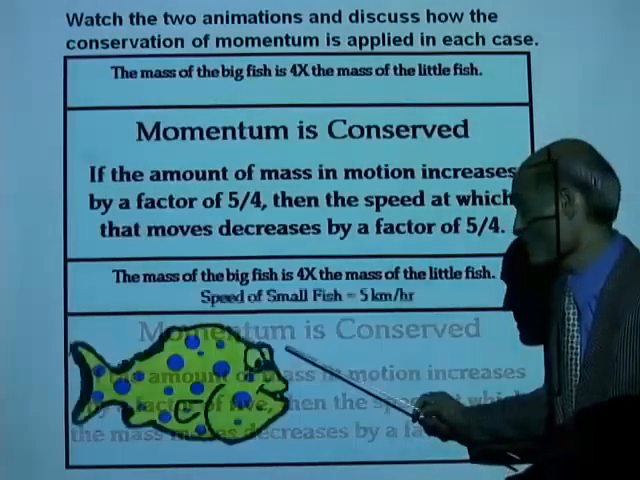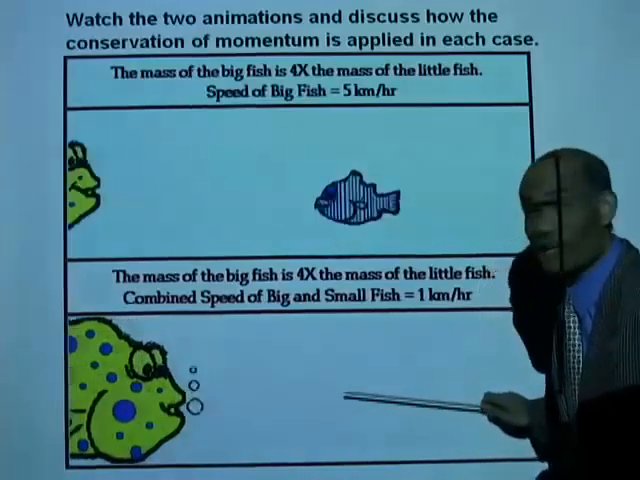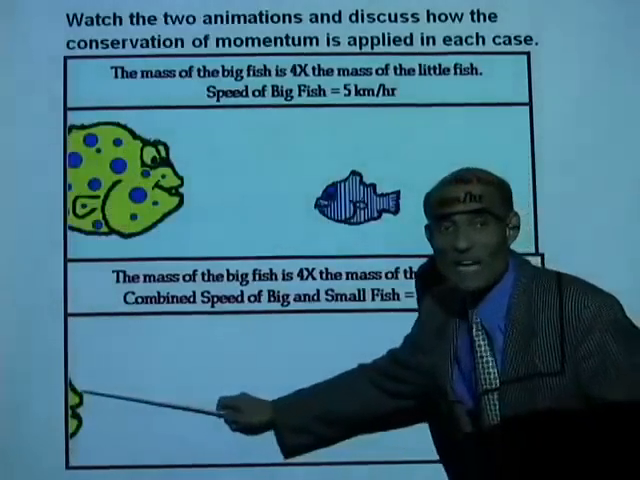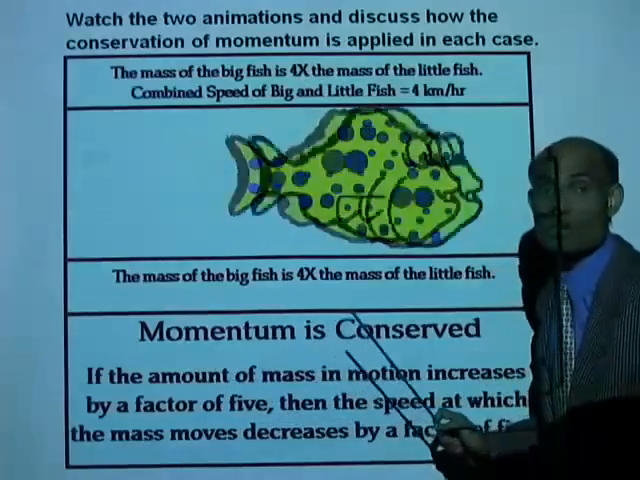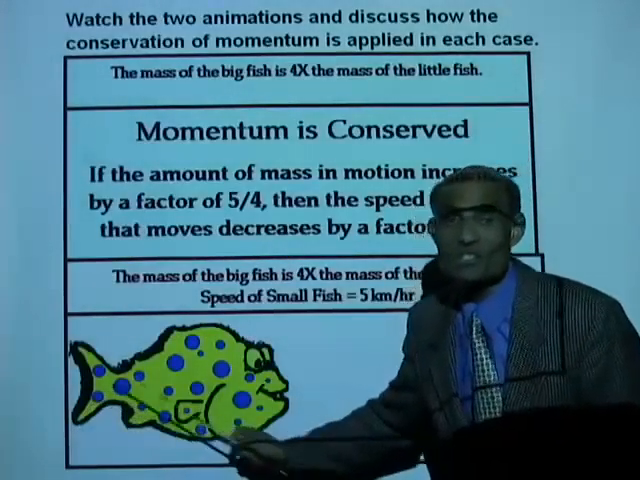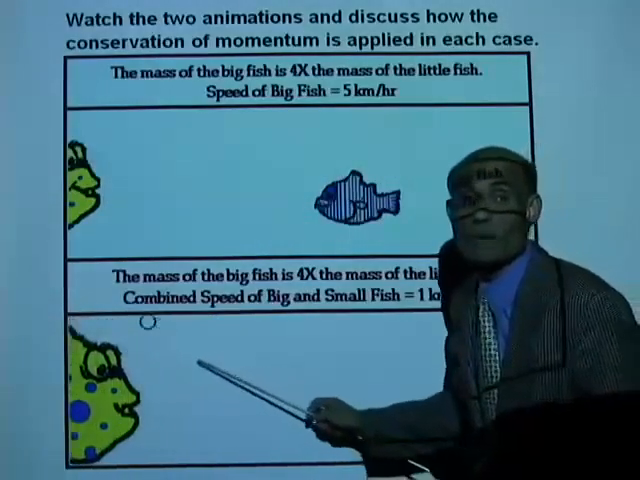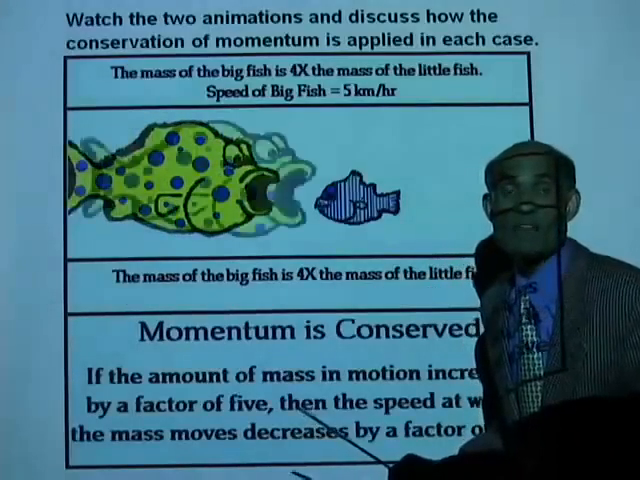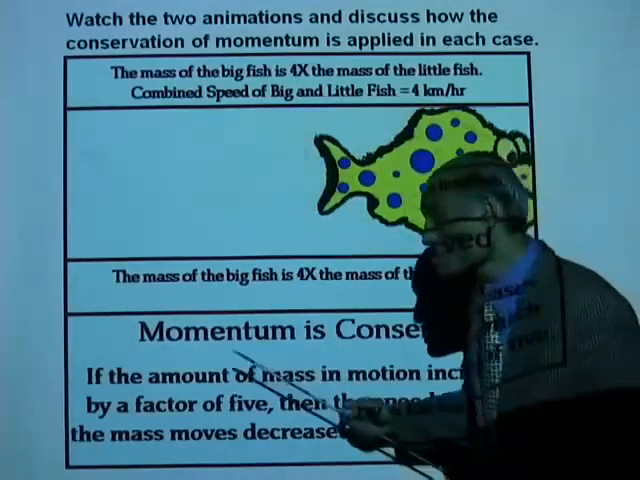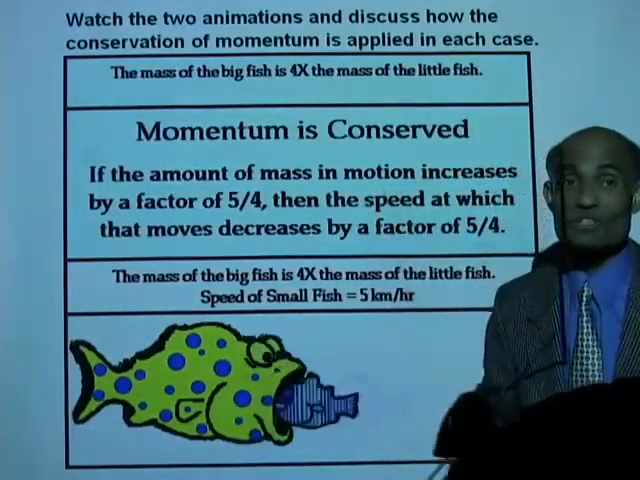rest. Alright, there you are. And the small fish is moving, and the momentum is in that direction. That means the total momentum after collision must also be in the same direction. Momentum before collision must be equal to momentum after collision. So after collision, the system moved in the direction of the initial momentum.